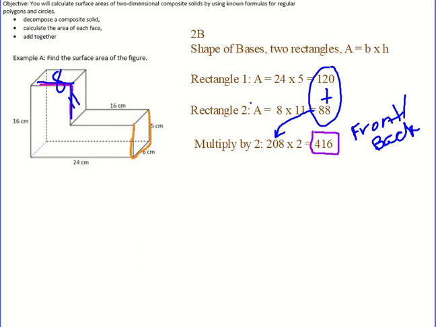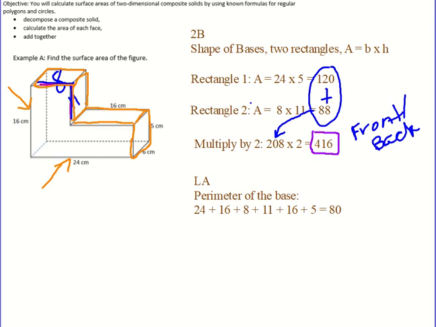Here's one. Here's another. Here's one. Here's one. There's one over here on the left, and there's one on the bottom. So for those lateral faces, they're all rectangles. You could find the area of each rectangle individually, or you could find the perimeter of the base and then total them all together. In this specific example, I'm going to use the perimeter of the base.